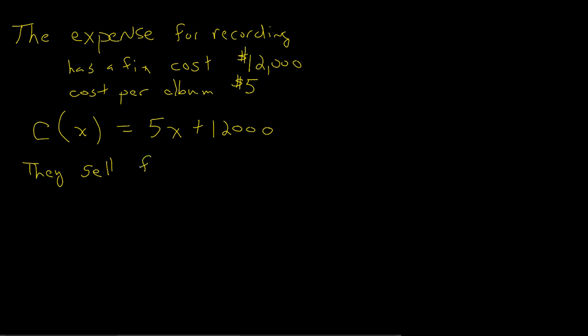They sell each album for $12. And so we can make a revenue function. Whoops, that should be $12, not 12, like a Wu-Tang Clan album. Sorry about that. And so the revenue is 12 times x.